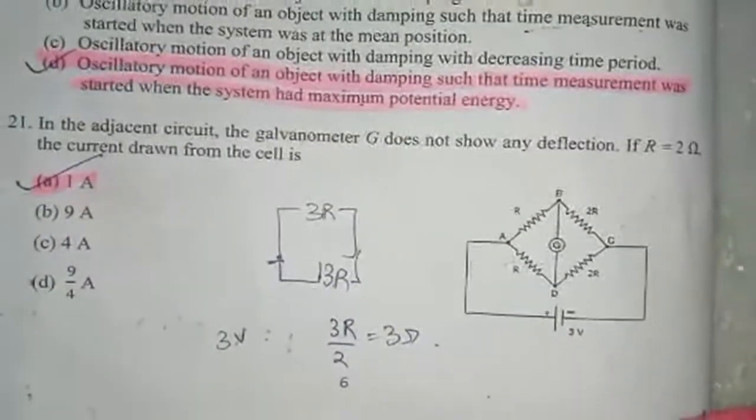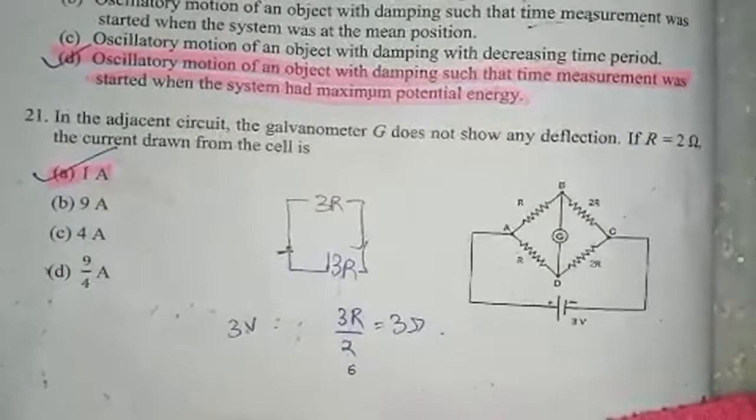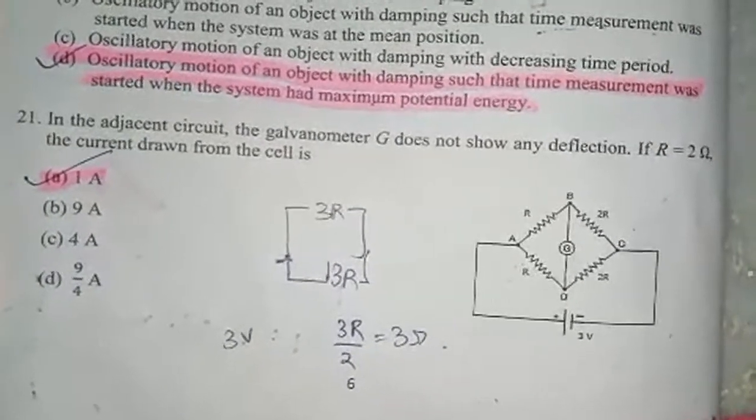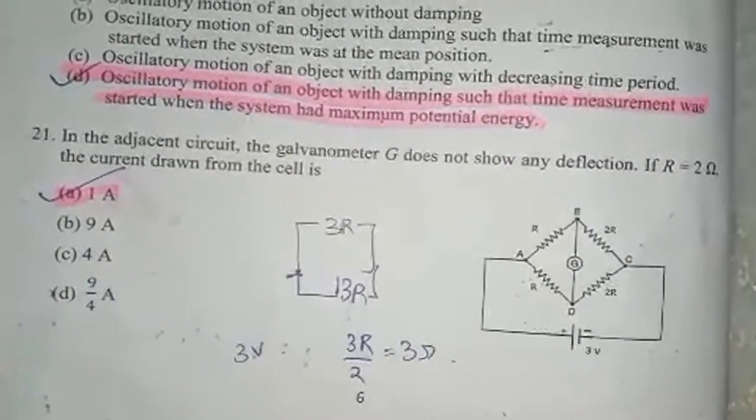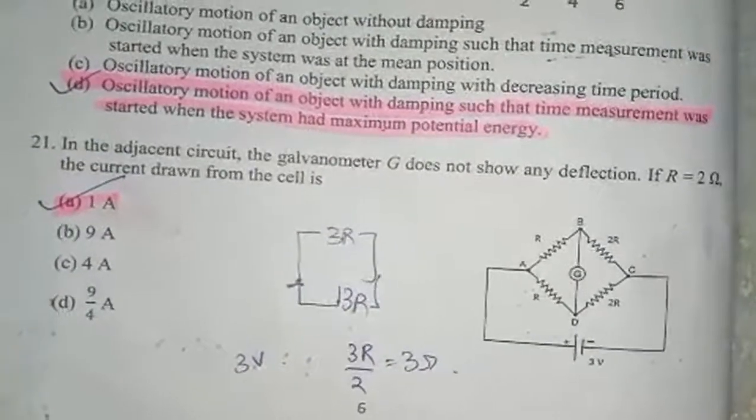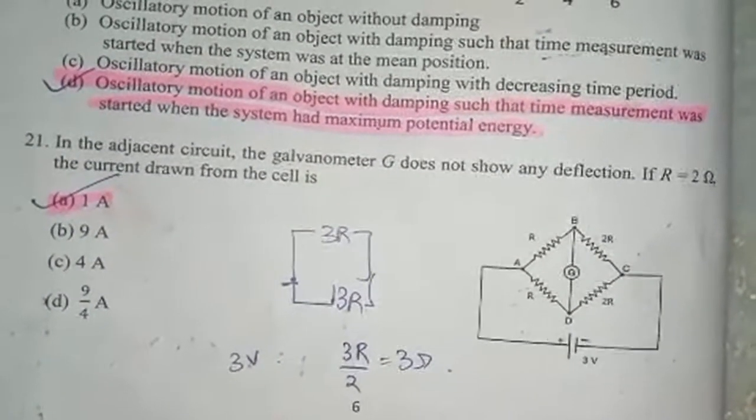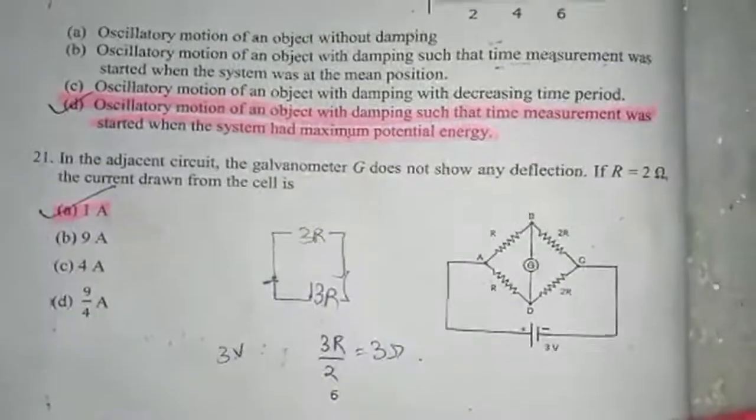Then the next question is, in the adjacent circuit, the galvanometer G does not show any deflection. If R is equal to 2 M, the current drawn from the cell is. So the correct option is option A, that is 1 ampere. This is the circuit.